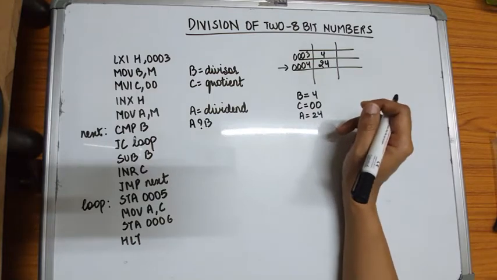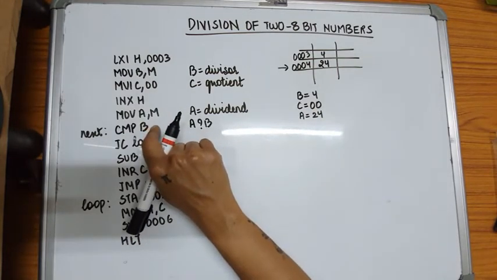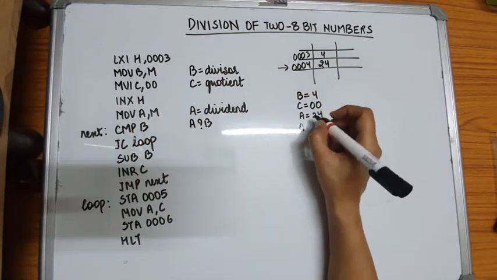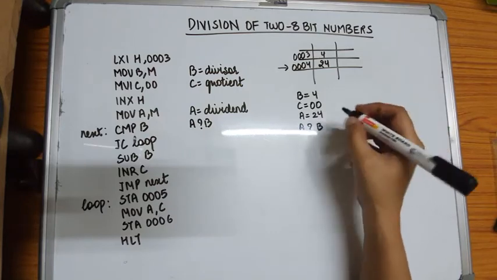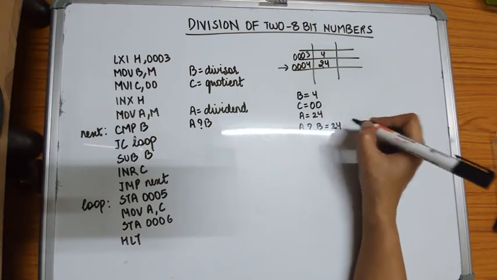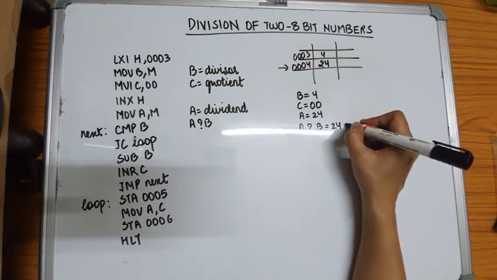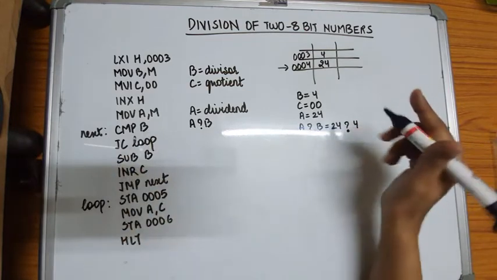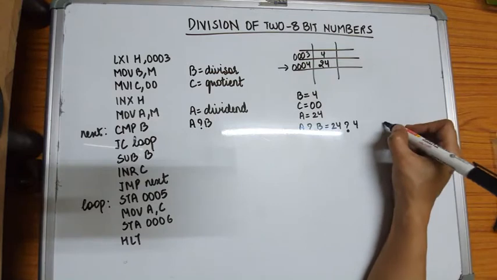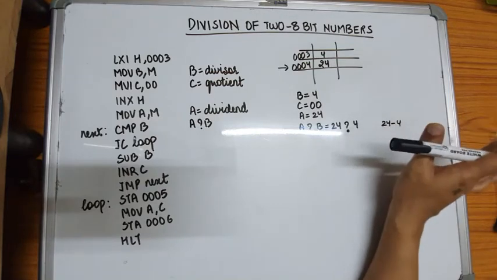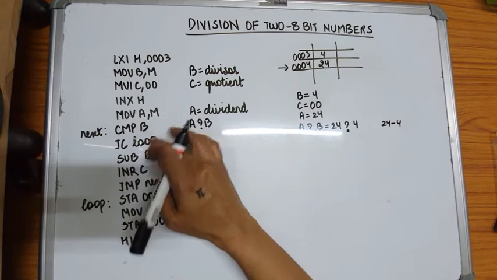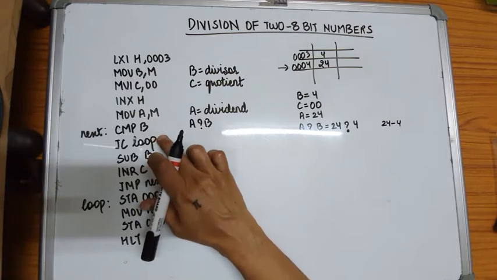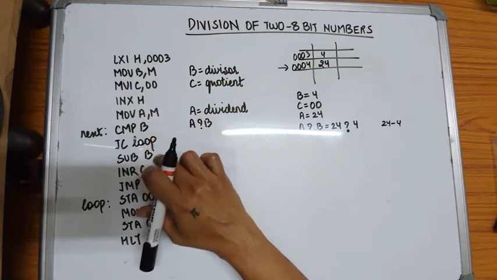After this you need to compare A and B. CMP B compares the contents of register A with register B. So in this step, the contents of the accumulator, that is 24, will be compared with 4, the content of B. Jump if carry to loop. Will a carry come? No. When these two numbers are subtracted, no carry is generated. So I do not need to jump to this label. In fact, I will come to this step, SUB B, because no carry is generated.